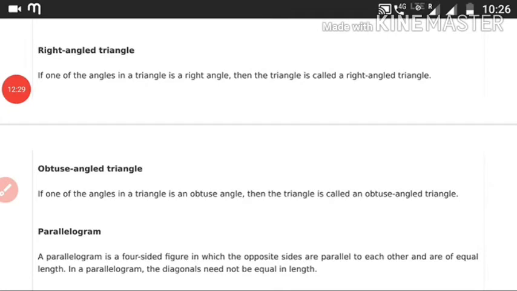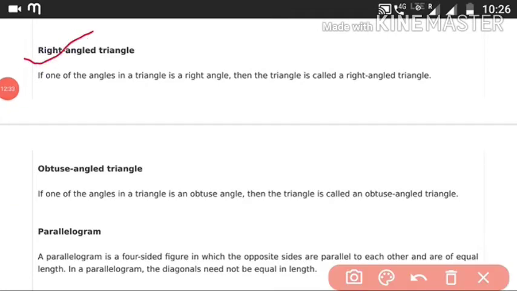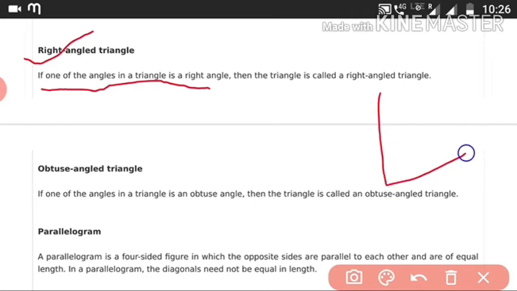Now next is right angle triangle, okay. Right angle triangle. If one of the angles in the triangle is a right angle, means one angle will be right, means what? One angle of the triangle will be 90 degree, okay. One angle of the triangle will be 90 degree, then it is called right angle triangle. Then the triangle is called what?